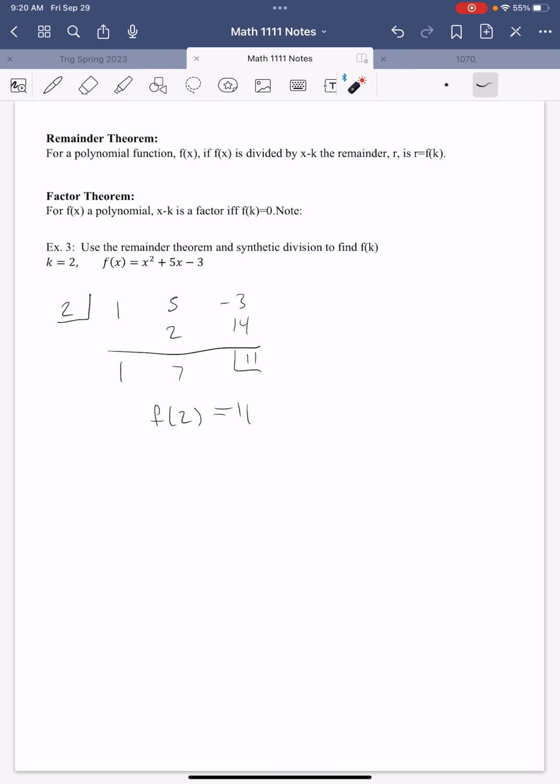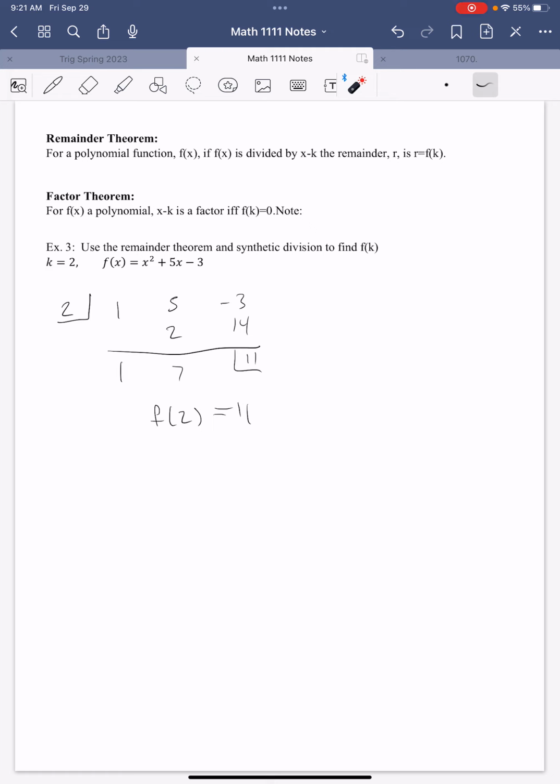Okay, then the remainder theorem says for a polynomial function, if x minus k divides the polynomial f of x evenly, then the remainder r is f of that value k. And then the factor theorem, these kind of go hand in hand: x minus k is a factor if and only if f of k equals 0.